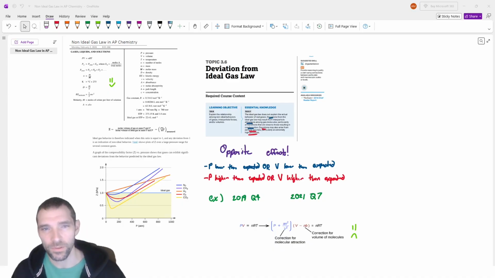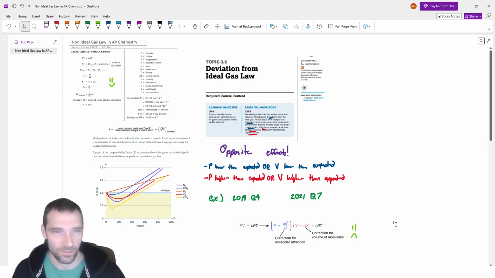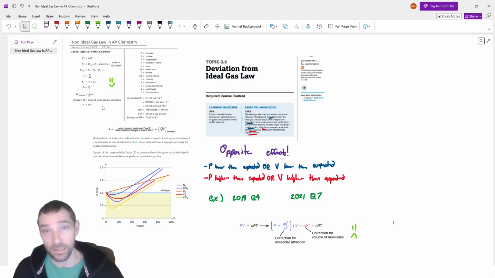I'm going to help you with the non-ideal gas law. A lot of students look at the formula and their brains just kind of hurt. Luckily for you, on the AP exam, that is not included in your list of formulas that you have to work with. It's more of a conceptual question. And I'm going to help you understand how to get points in these questions without fully understanding everything that's going on here, because most students don't in the AP exam.